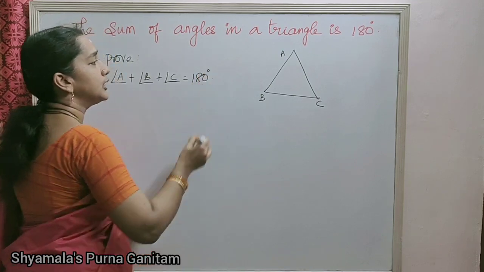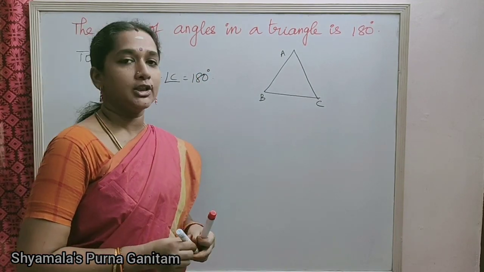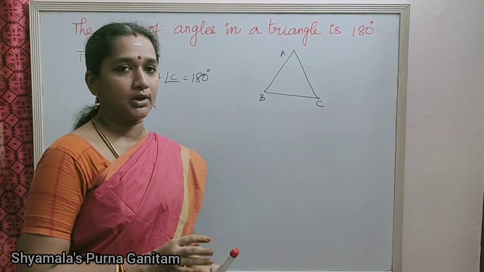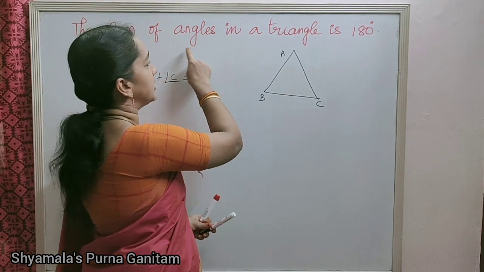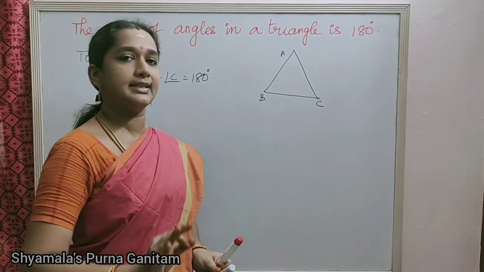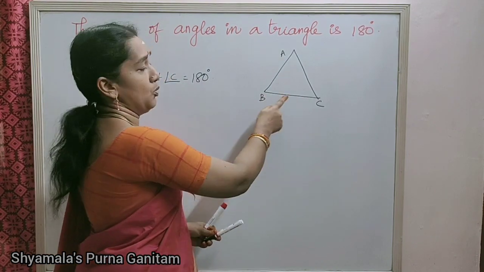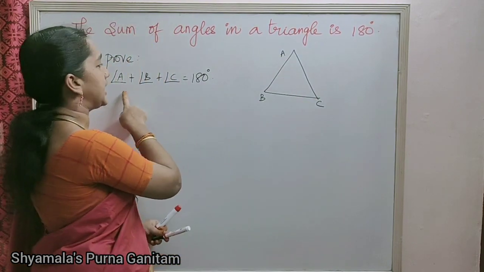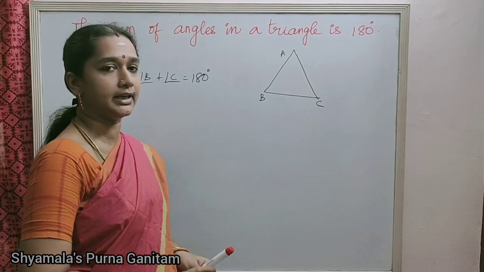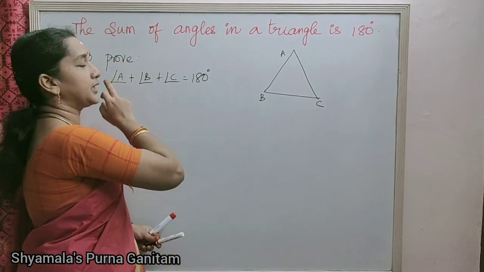As I told you in the previous one, for theorems, four things are very important. One is given. So the given is ABC is a triangle. That is the thing given. To prove what you are asked to prove, that is angle A plus B plus C is 180 degree. So given you have to write, after that to prove.